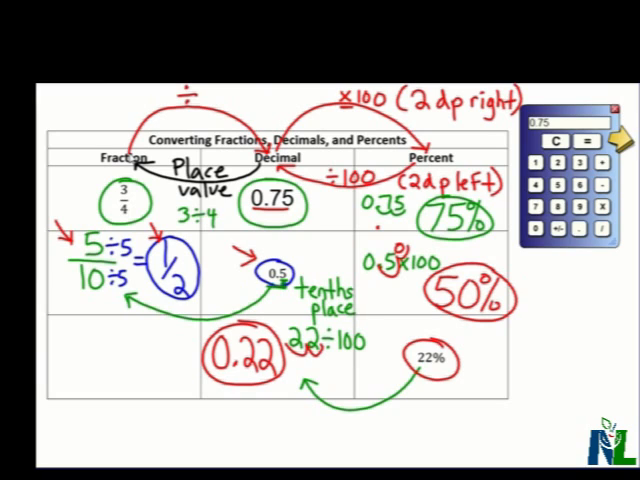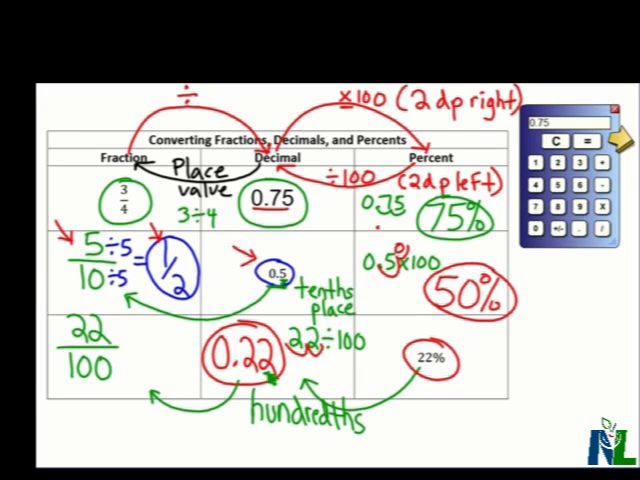Continuing to work from the decimal back to a fraction, we look at the last place value, which is in the hundredths place. So that tells me that the denominator has to be 100. The numerator is just 22. And again, fractions need to be in lowest terms.